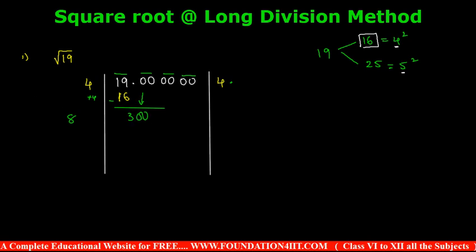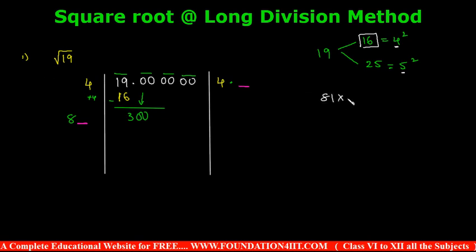Next, after 8, these two places should be the same number. That means near to 300, less than 300: 81 into 1, or 82 into 2, 83 into 3. You can verify until you get 300. So there is the concept.